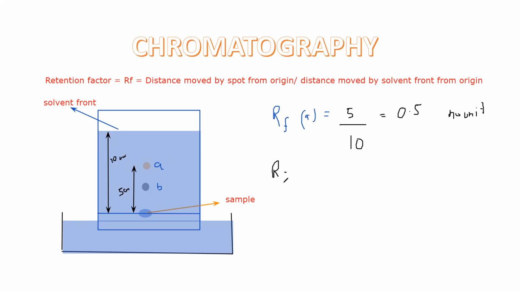What about the RF value for spot B? If the distance moved by spot B is, for example, 3 centimeter, then the distance moved by the spot divided by the distance moved by the solvent front from the origin will come out as 0.3.